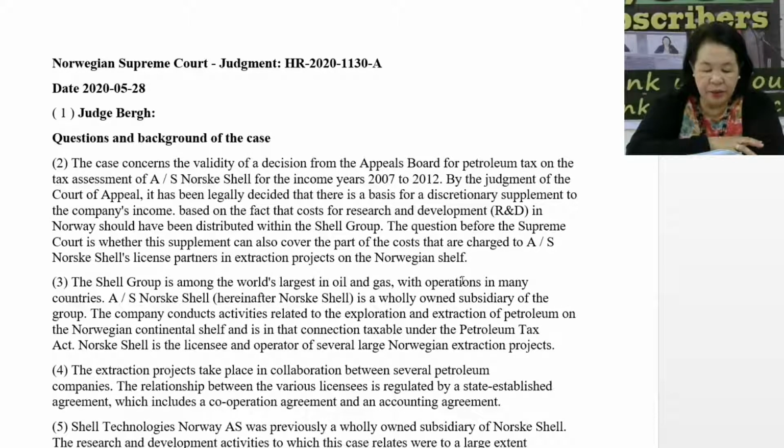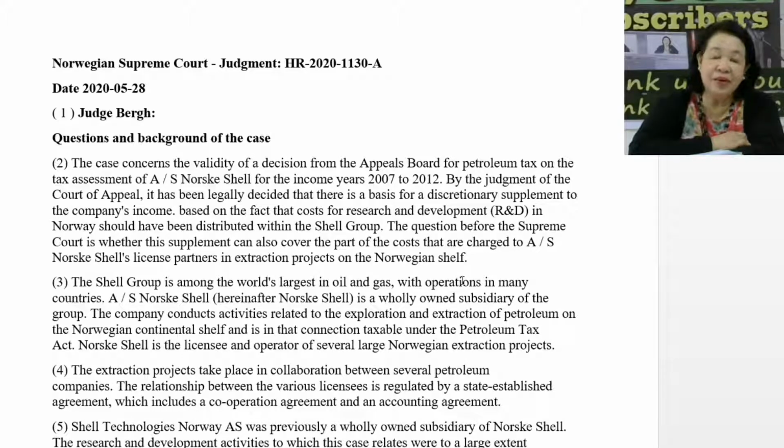By the judgment of the Court of Appeal, since the case is already in the Supreme Court, having come from the lower court and from the Court of Appeal in their system, it has been legally decided that there is a basis for a discretionary supplement to the company's income, based on the fact that the cost for research and development in Norway should have been distributed within the Shell Group.